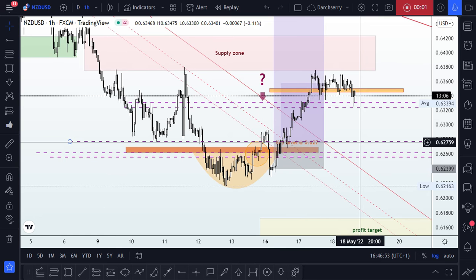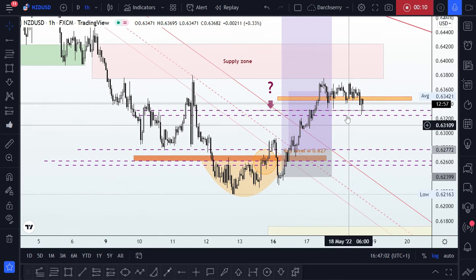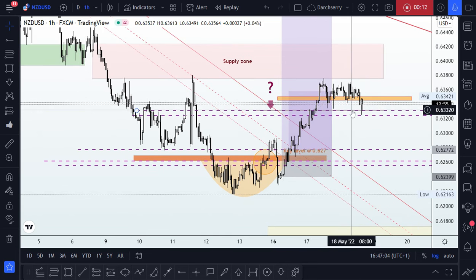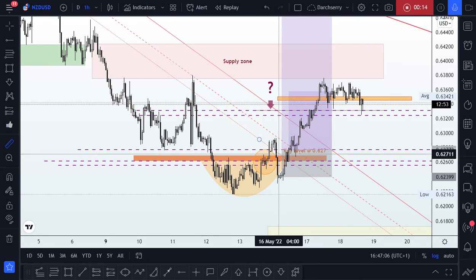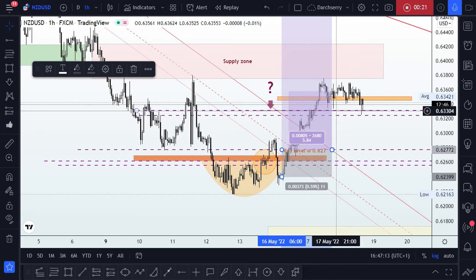As the USD appears to be gaining traction lately across all major pairs, the scenario we have on the New Zealand USD just struck my stop loss at 0.63322, and I was able to lock in around how many pips? 54 pips approximately on this one.